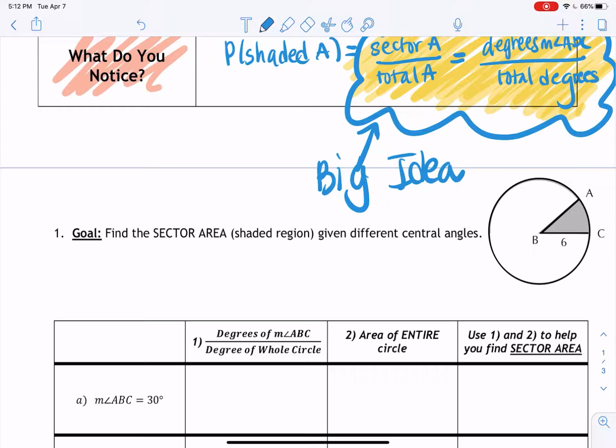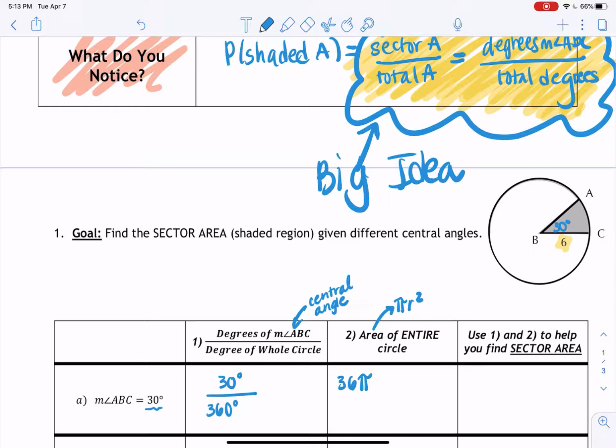So here we have a circle. Find the sector area given the different central angles. So here, the measure of angle ABC is going to be 30 degrees. So we're going to set up that ratio of degrees of our central angle, new vocab word, divided by the total degrees. Area of the entire circle, our radius is 6. So that's, reminder, pi times radius squared. So 6 squared is 36 pi.